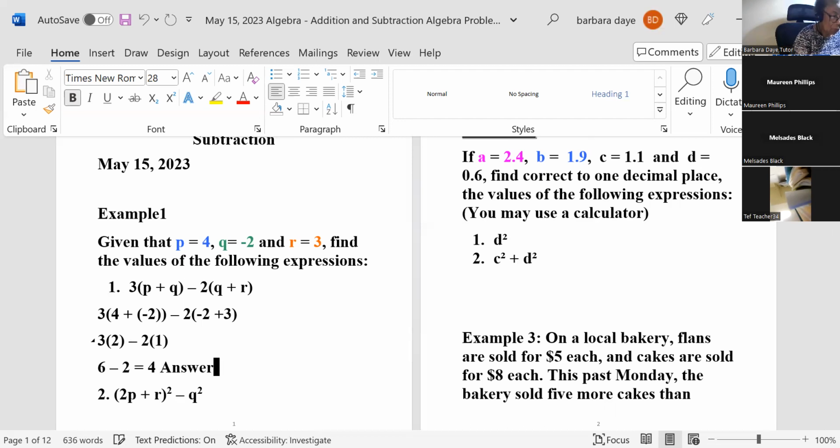So what did you get? Let's say you said a 6. I got a 6. Where did you go wrong?